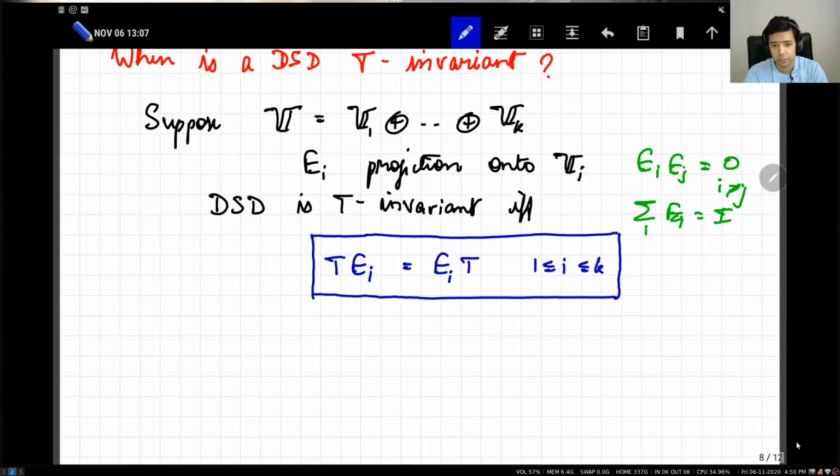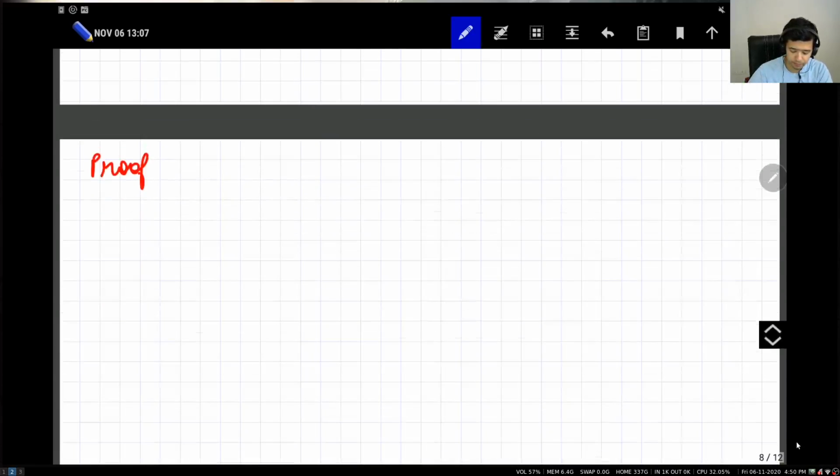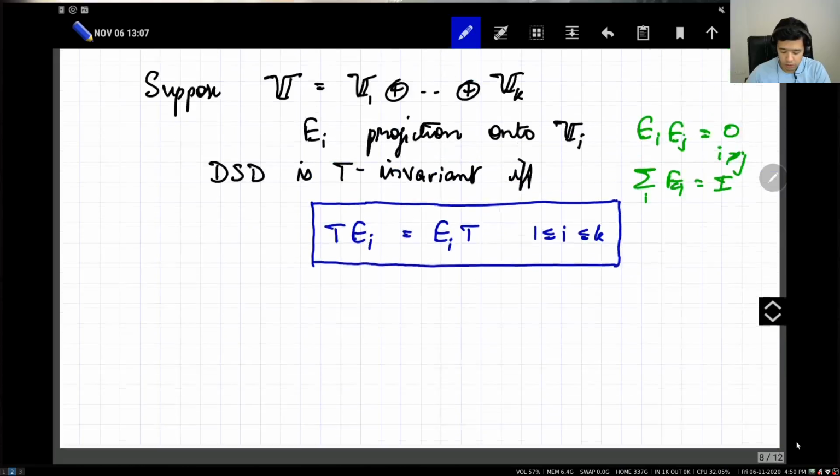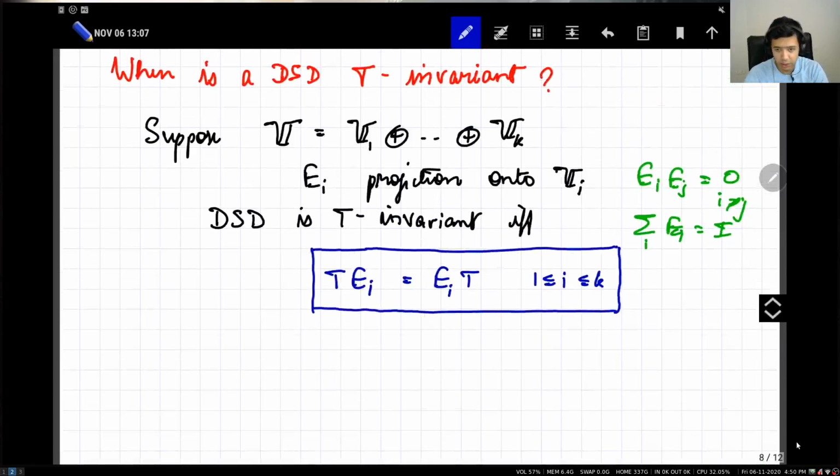So a direct sum decomposition is T invariant if and only if T times Ei equals Ei times T for all i. Now let's try to prove this, right? So let's do it step by step. It's an if and only if condition, so we effectively have two statements to prove. So let us start with the assumption that T times Ei is equal to Ei times T.